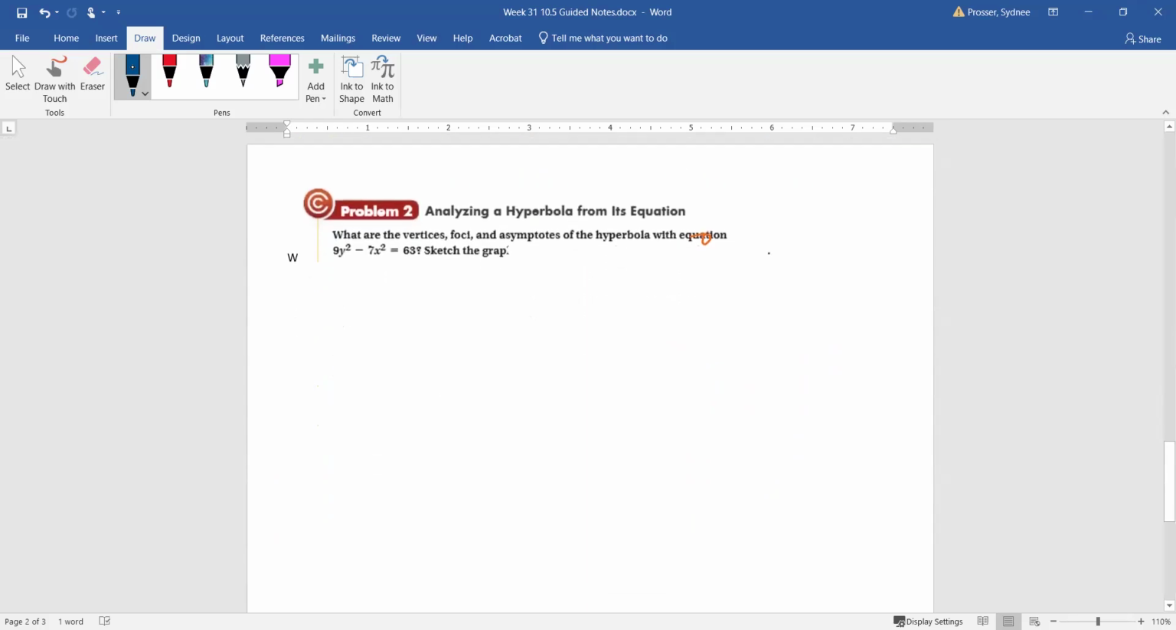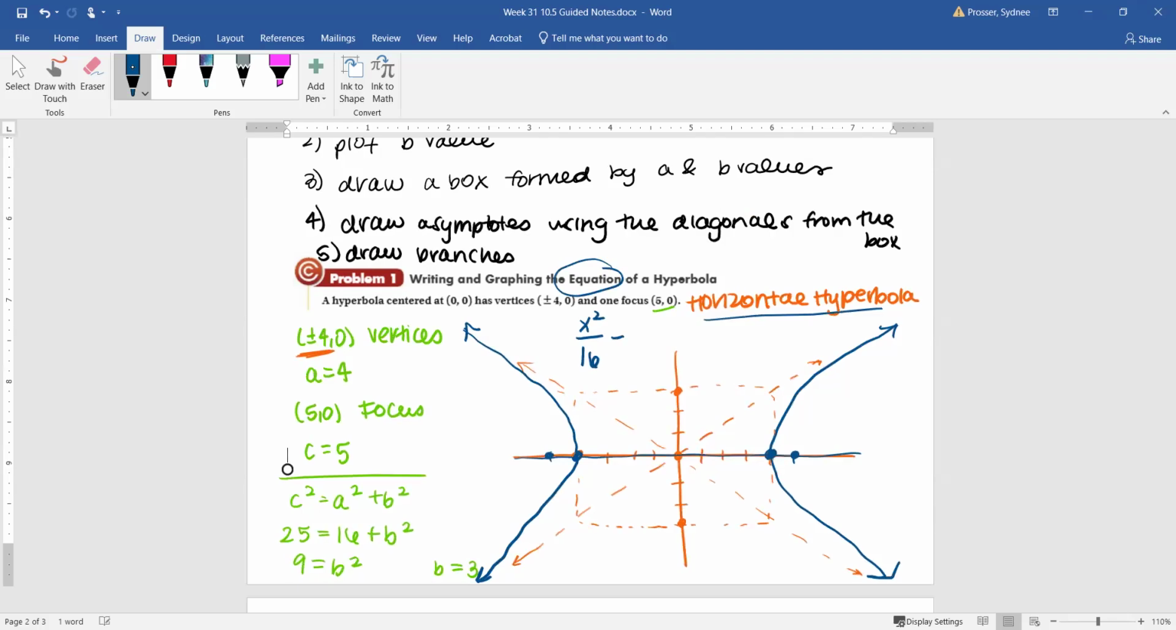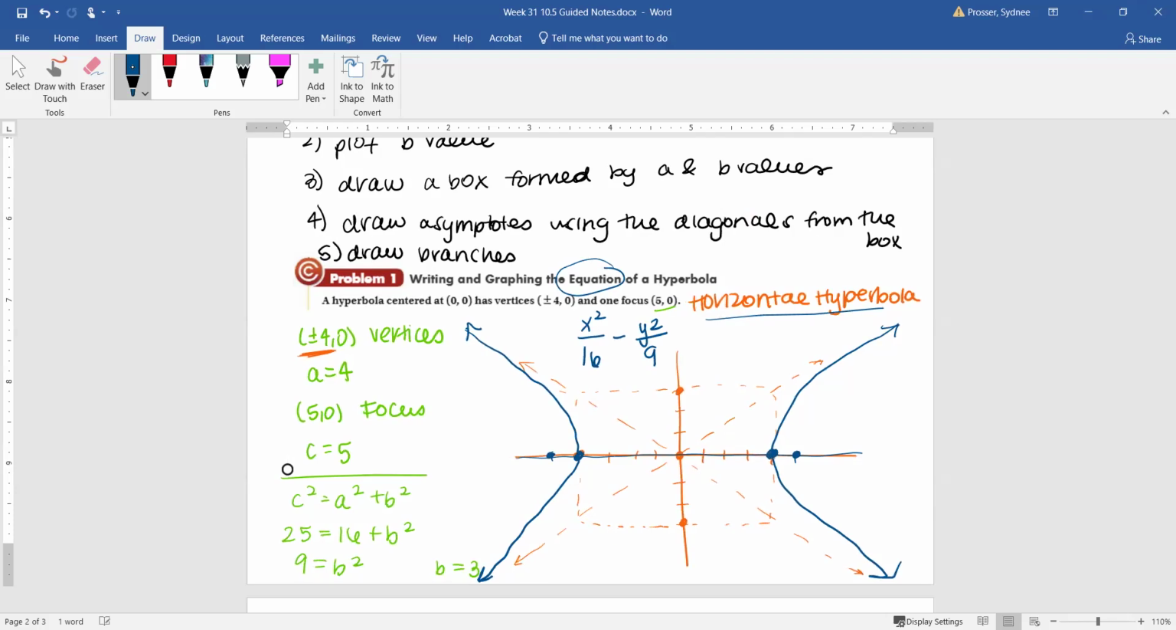Okay, and let's do one more here. It says, oh, actually, I don't think we wrote the equation. Yeah, we need to still write the equation. Our equation, it's a horizontal hyperbola, and so our horizontal hyperbolas have the x squared first. X squared over your a value, which is 4, so 16, minus y squared over the b value, which was 3, so 9, equals 1, is our equation to that horizontal hyperbola. X squared is first, that's what made it a horizontal hyperbola.